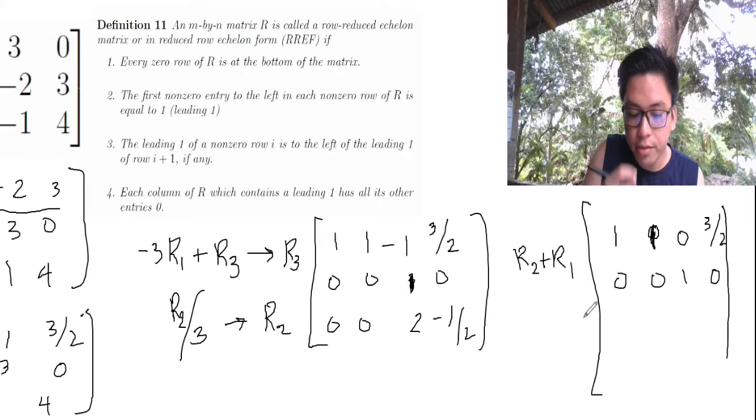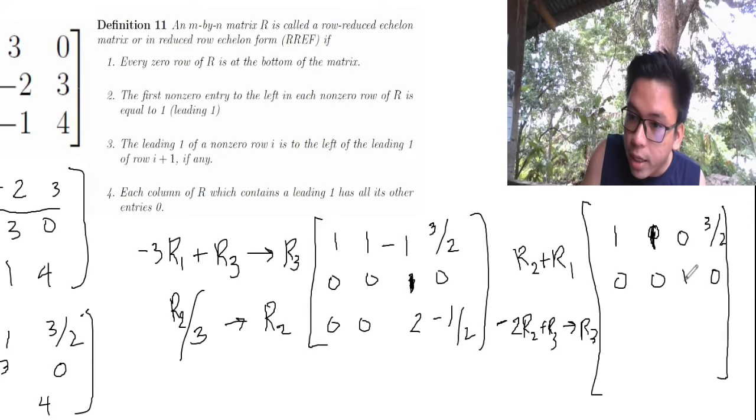Then the next thing I'm going to do is simplify this. I'm going to have negative 2 R2 plus R3, and that would be my new R3. By multiplying negative 2 to R2 and adding that to R3, I would have 0, 0, and then 0, so I'll get 0 here, and this is negative 1/2.